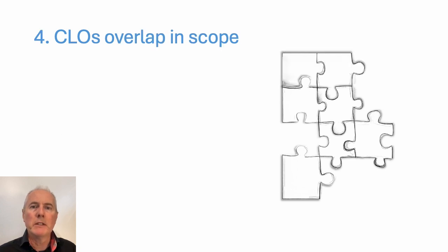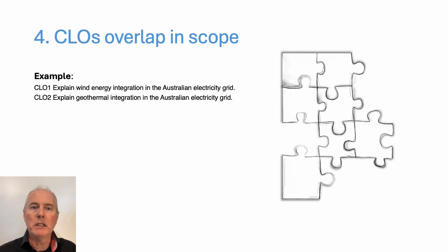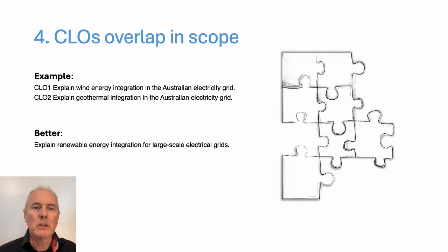Number 4, CLOs overlap in scope. Here's an example. CLO1, explain wind energy integration in the Australian electricity grid, and CLO2, explain geothermal integration in the Australian electricity grid. These two CLOs overlap in scope. The impact is potentially distorting the scope of both learning materials and assessment. So a better example would be simply explain renewable energy integration for large-scale electricity grids.